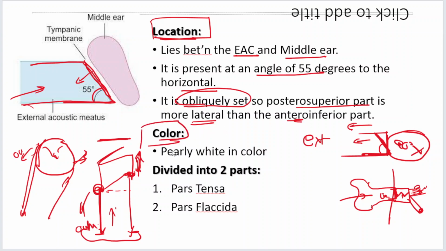What is the color of the tympanic membrane? The color of the tympanic membrane, we describe it as pearly white. When the tympanic membrane is normal, it will be shining.